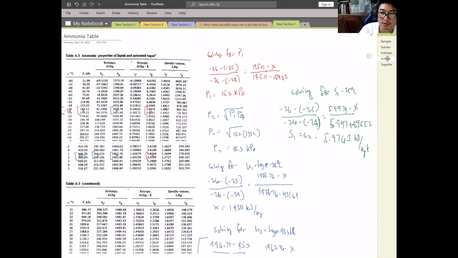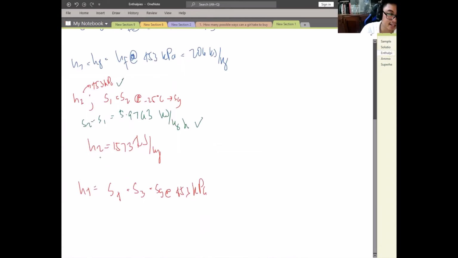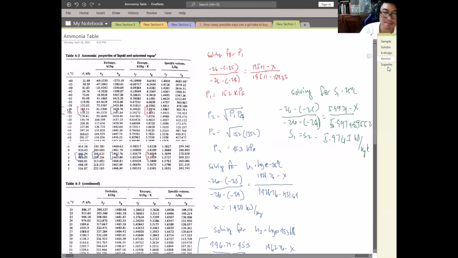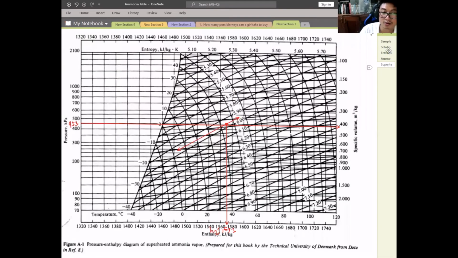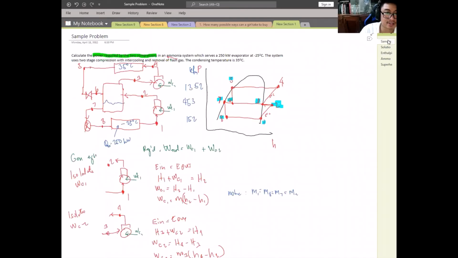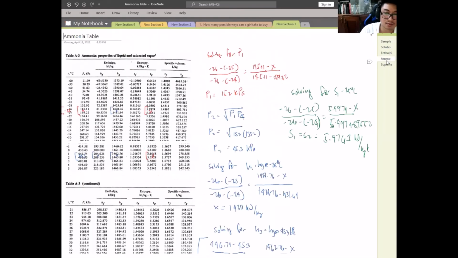So, okay. So, ang H4 natin is, temperature na to is, ano ulit siya? 35 degrees Celsius. Doon natin siya ipa-plot mamaya. 35 degrees Celsius or sa pressure is 1352.